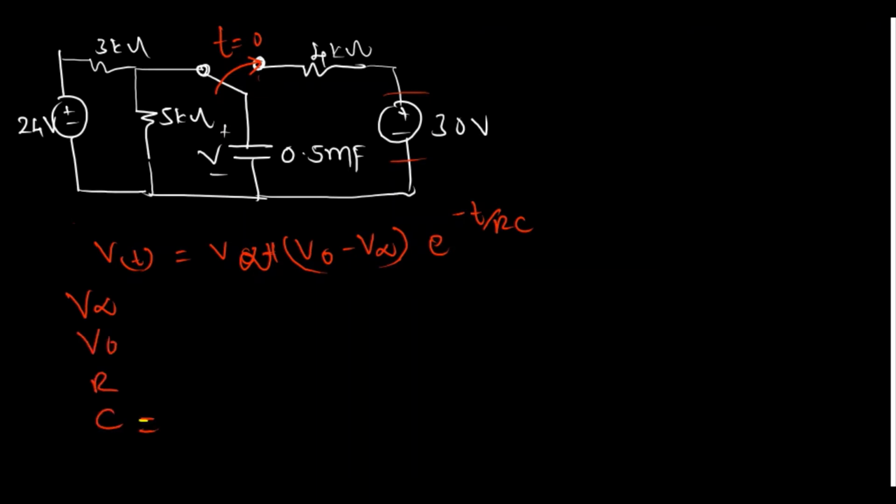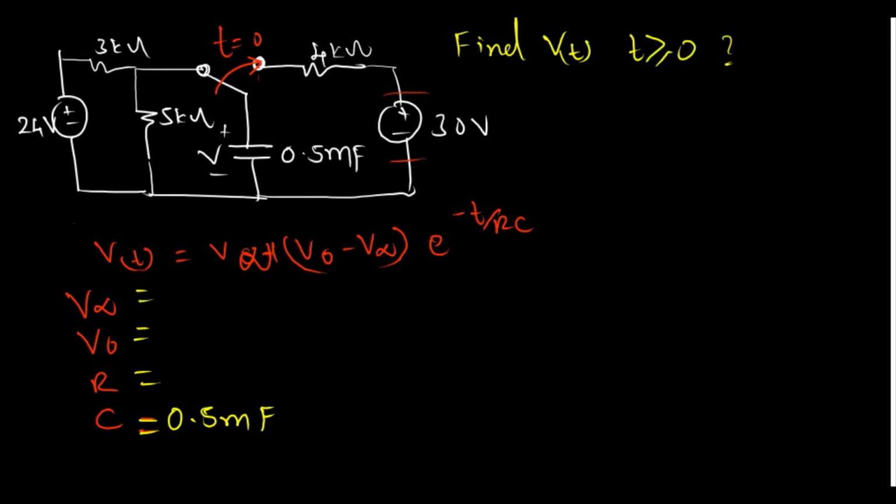We already know the C part: C is 0.5 millifarad, and we need to know R. The question is to find V(t) for t greater than or equal to 0. It's a very easy question, so don't worry about the question. We need to follow these steps. Just remember the steps and understand the method. R is after t equal to 0. We don't need to consider this circuit; we need to consider this circuit. So R is only 4 kilo ohms, which is here.